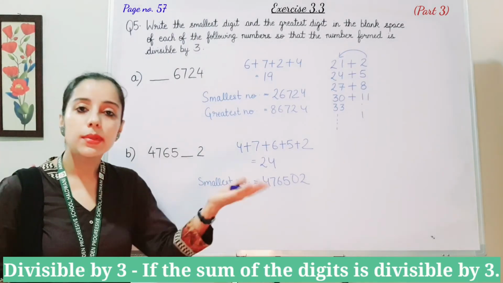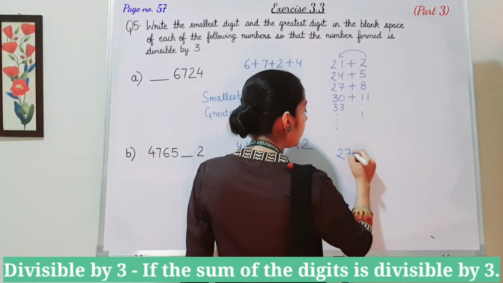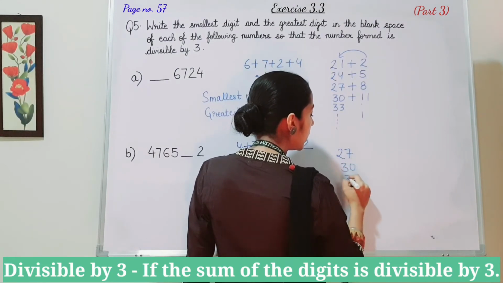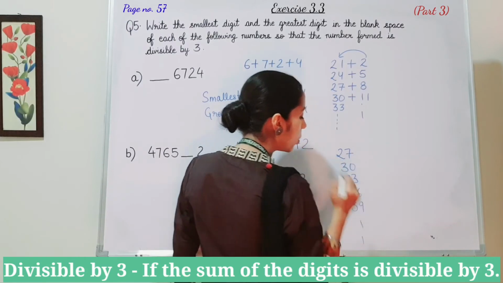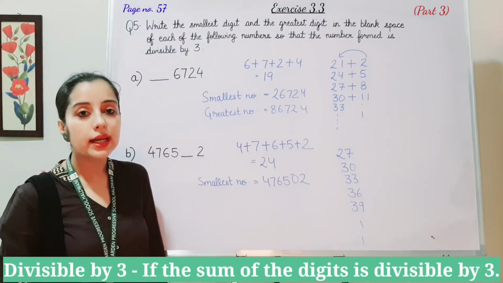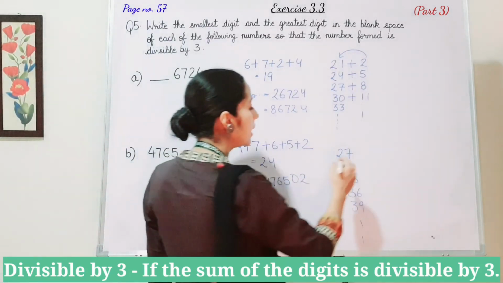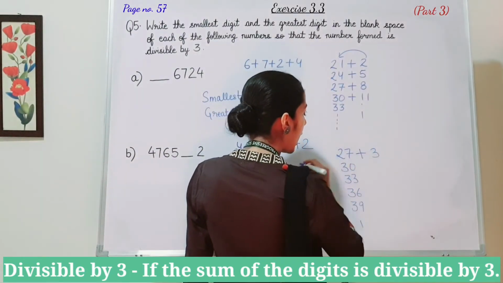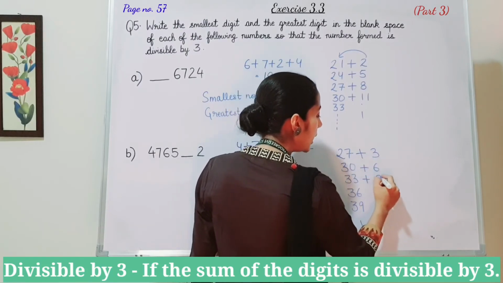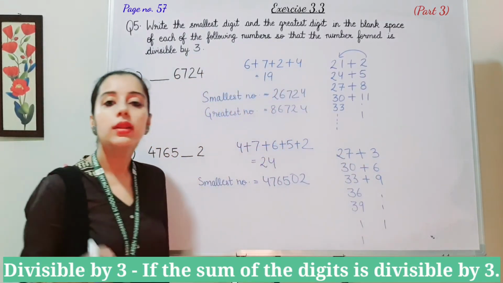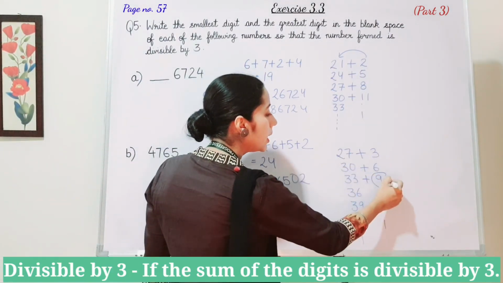Let us write the numbers after 24. So after 24 comes 27, 30, 33, 36, 39 and so on. So what number will you add to 24 to get 27? Plus 3. So right here plus 3, and here plus 6, and it will be plus 9 and so on. So the greatest number we got here is 9. 9 is the greatest number.